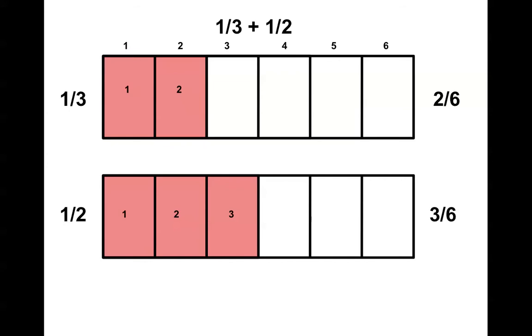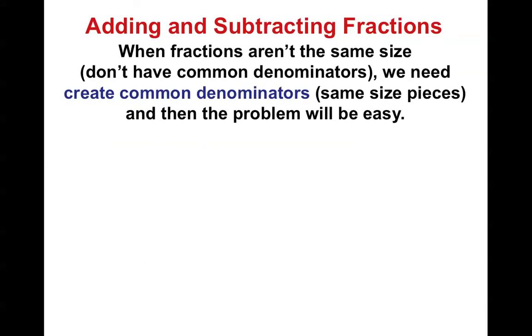Now that I add them together, 1, 2, 3, 4, 5, 6, 1, 2, 3, 4, 5, and I get 5/6. So when fractions aren't the same size, they don't have the same denominator. We need to create a common denominator, or the same size piece, and then we solve the problem.